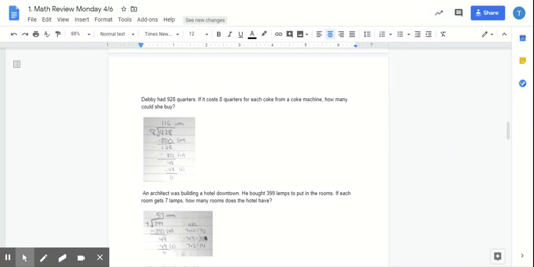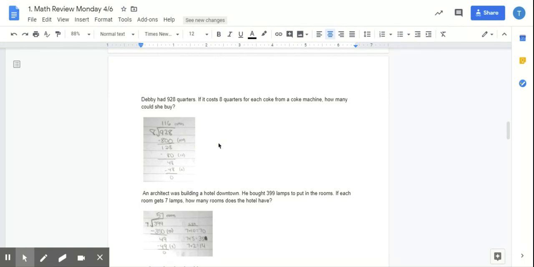Okay, now we're gonna move on to the next piece. So Debbie had 928 quarters. If it cost 8 quarters for each Coke from a Coke machine, how many could she buy? All right, so realize that my work right here, I need to basically do division. The reason why I'm doing division is because since it costs 8 quarters for one Coke and I have 928 quarters, I need to figure out how many Cokes I can buy if they're all 8 quarters.